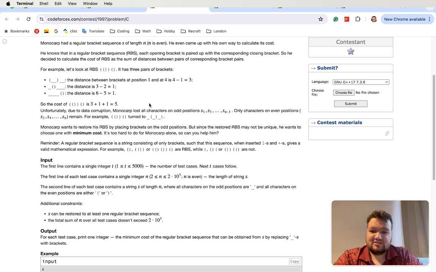So I want to say that we should just go left to right and greedily set the next character to have minimum balance. So basically, set closing brackets if you can, if that doesn't make the balance negative.